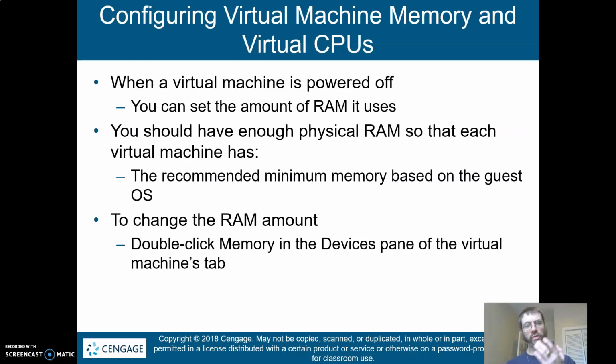Now, when you think about this, you should make sure that you have enough physical RAM so that every VM has the recommended minimum memory for its OS and what it's doing on top of the OS. You don't have to have enough physical RAM for every guest OS you created to run simultaneously. If you have 20 VMs for various purposes and you never plan to run more than 5 or 6, then what you need is the memory to support those 5 or 6.